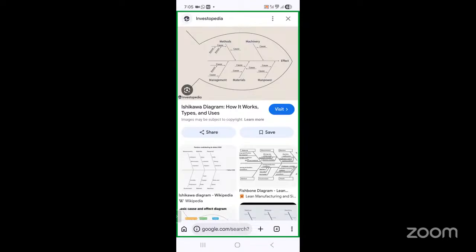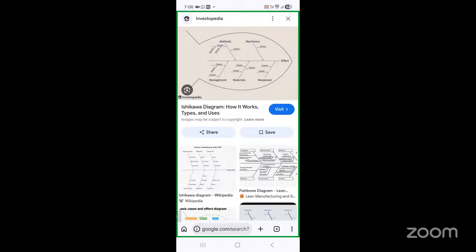Now it is your function to write down the factors influencing accidents. Is it clear to all of you? Yes. So these are the 5 areas. One is the method, next is machinery, next management, materials, and the manpower.